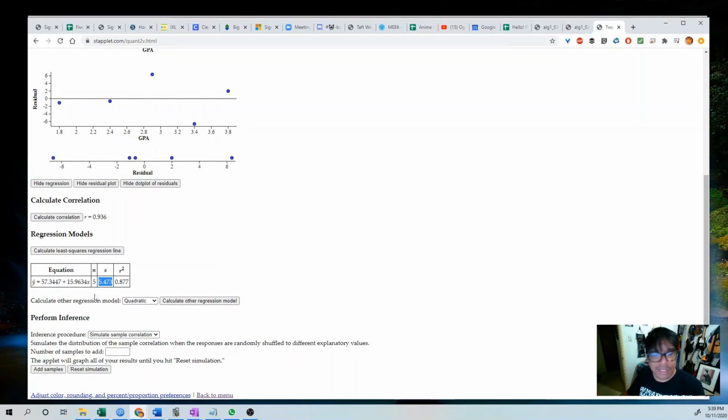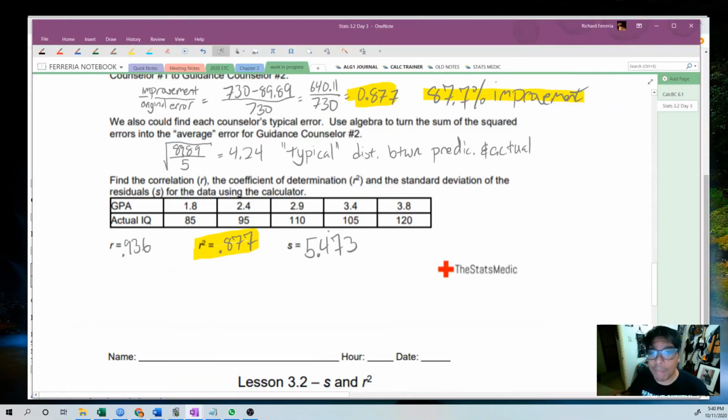5.473. Let's get back to that. Now you might be nervous that you're going to be asked to calculate s and you're not going to have your Staplet available to you, but that's really not going to be a problem. Calculation of s is not really tested on. Interpretation of s, that is one of the things that you are going to be tested on.